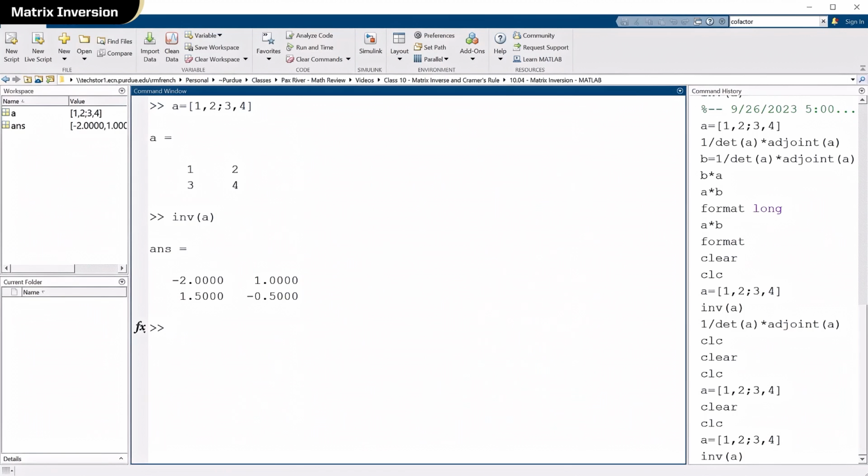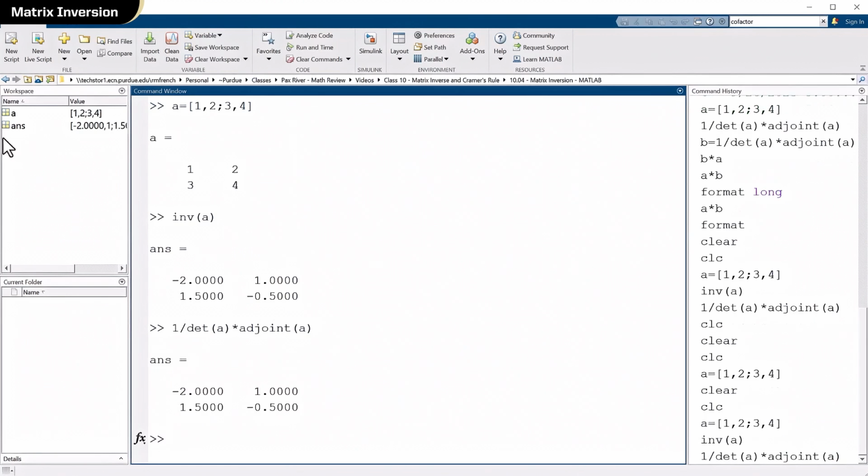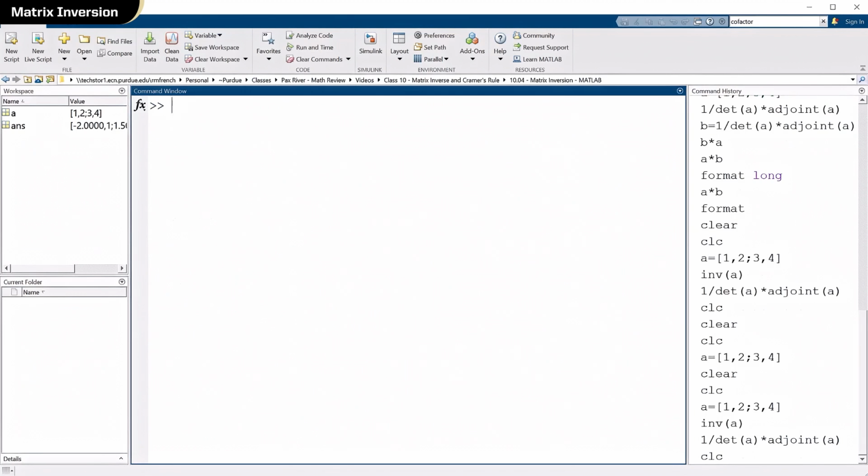So let's go ahead and say 1 over the determinant of A, which we know to be, I think, -2 if I remember right, times the adjoint of A. That should give us the inverse. And there it is. It's the same. We get the same answer here that we do here. So we're sure we've got the right answer there. I'm going to clear the command window.